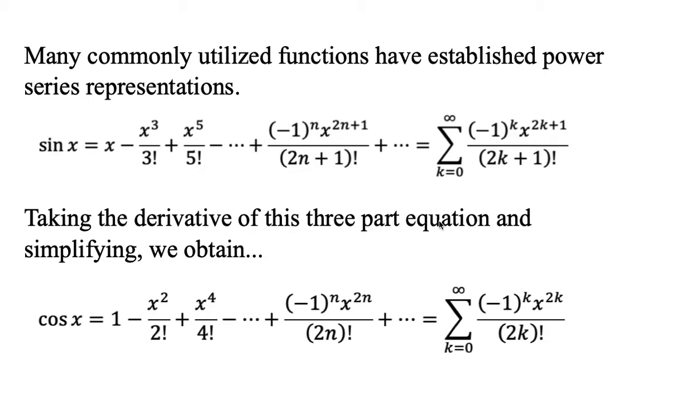Taking the derivative of this three-part equation and simplifying, we obtain that cosine of x is equal to the sum from k equaling 0 to infinity of negative 1 to the k x to the 2k over 2k factorial. By the theorem we learned about in the previous lesson, cosine of x and its power series are truly the derivative of sine of x and its power series. Now let's consider an example.